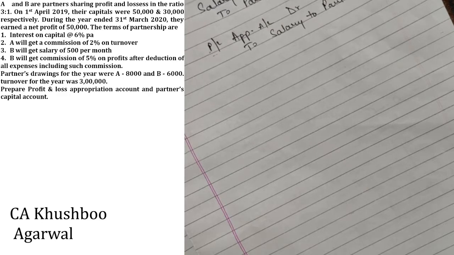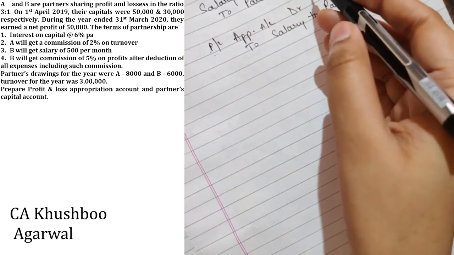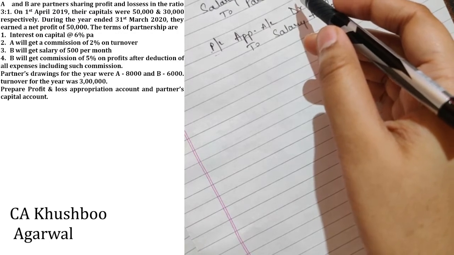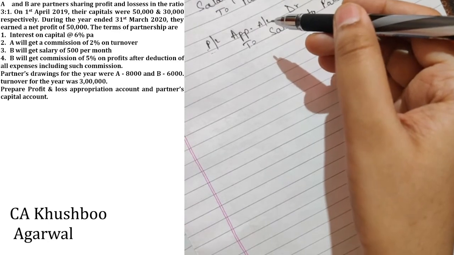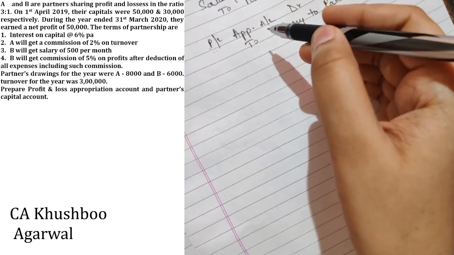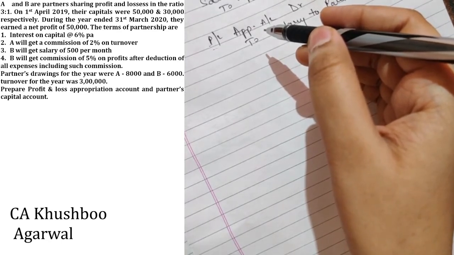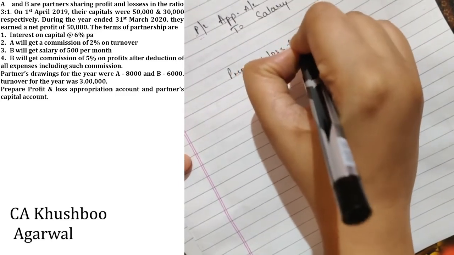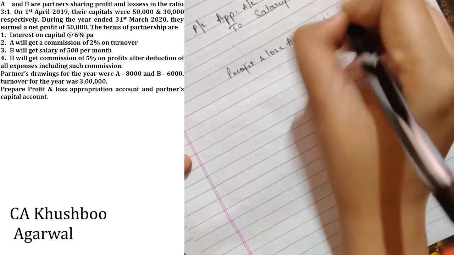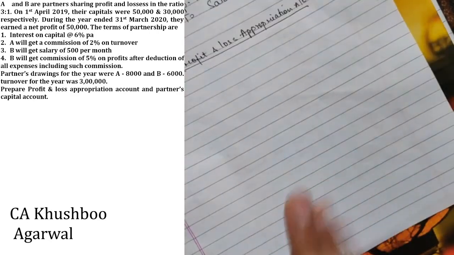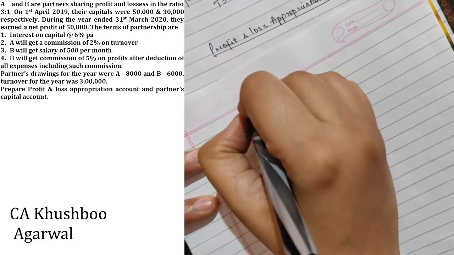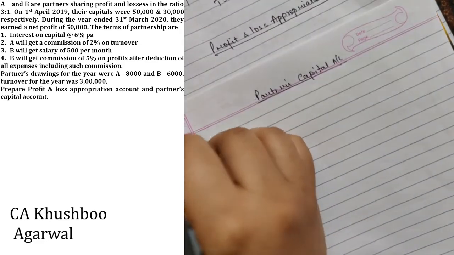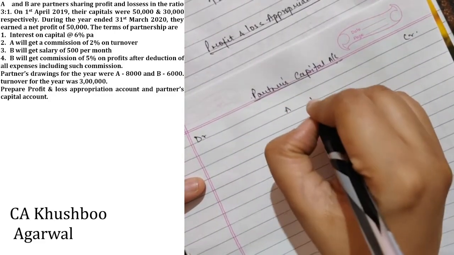A will get a commission of 2% on the turnover. B will get a salary of 500 per month and a commission of 5,000 on profits after deduction of all expenses, including such commission. The partners' drawings are given and the turnover for the year. We have to prepare a profit and loss appropriation account and partners' capital account. So let us first draw the format. Profit and loss appropriation account and partners capital account, debit, credit. We have two partners, A and B.